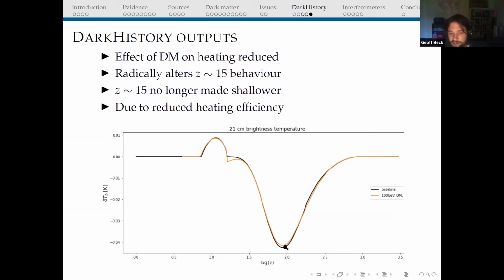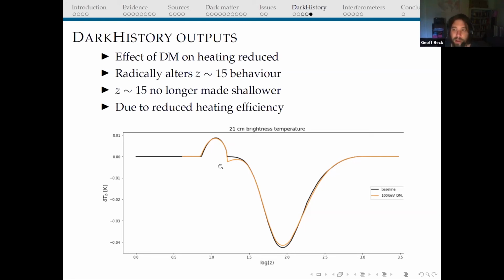So you can see that the dark ages trough is only a tiny bit shallower, okay, with this dark matter model. This is again using the same annihilation rate as those previous plots. This is also using the B quark channel, the same as the previous plots. And note here, what is very interesting around redshift 10: instead of heating the gas and reducing the depth of the trough, so making the emission brighter, we're actually inducing an absorption feature here with dark matter.